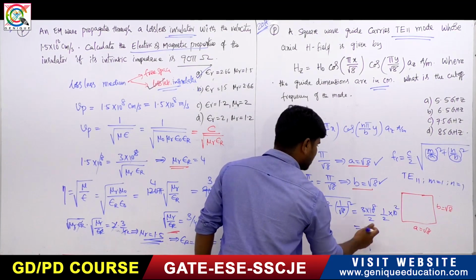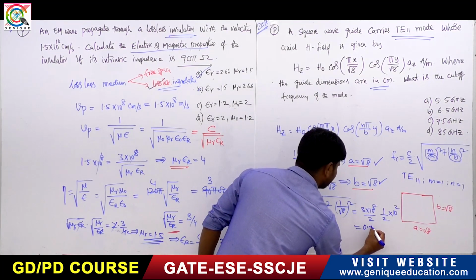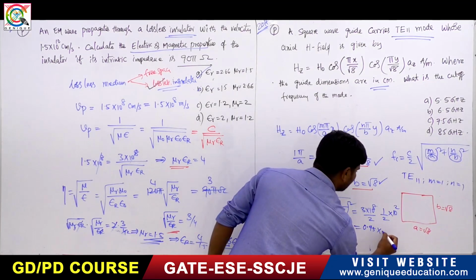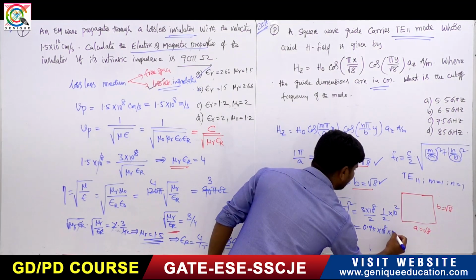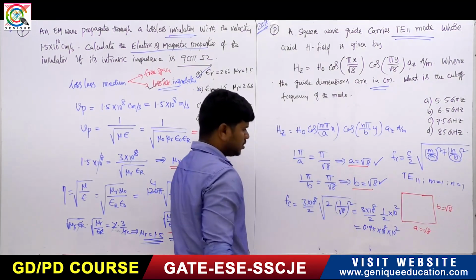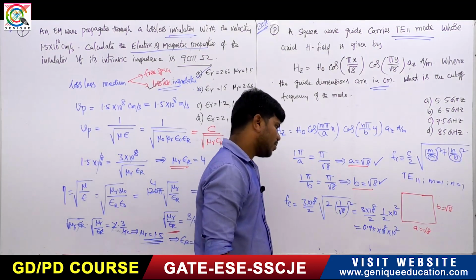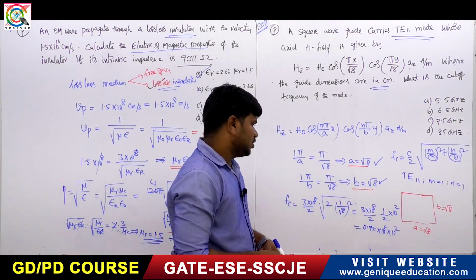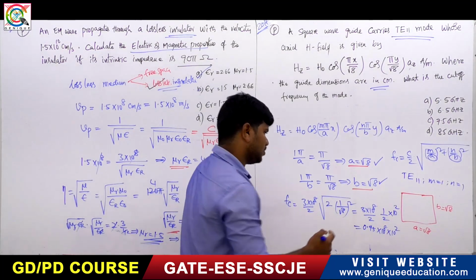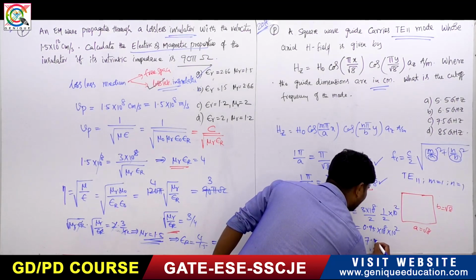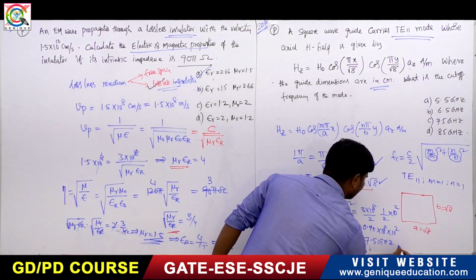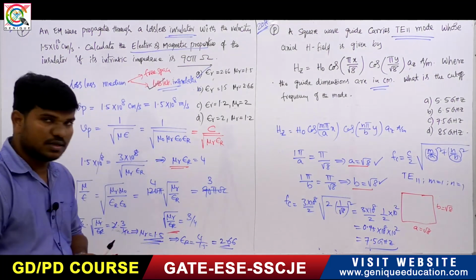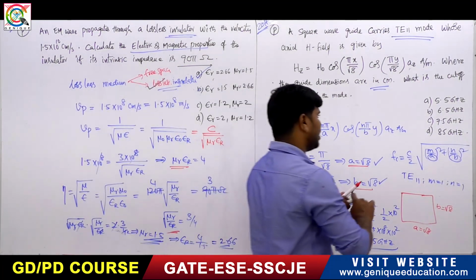It is 0.75 into 10 power 8 into 10 power 2. So finally you will get 0.75 into 10 power 10, which is 7.5 gigahertz. The answer is 7.5 gigahertz. Right, so this is the final answer.